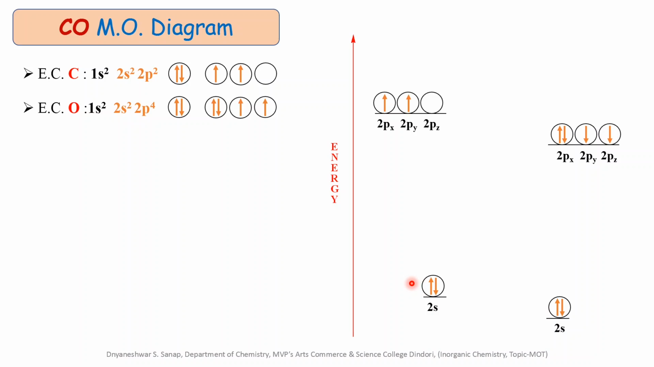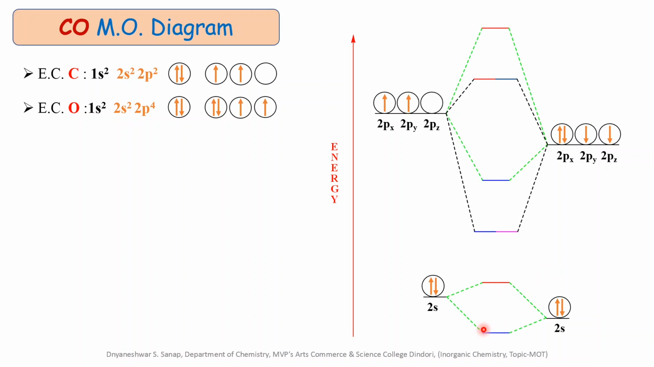When these 8 atomic orbitals from carbon and oxygen combine together, they form 8 molecular orbitals. Out of these 8 molecular orbitals, 4 are bonding molecular orbitals and 4 are antibonding molecular orbitals. When the 2s atomic orbitals of carbon and oxygen combine together, they produce 2 molecular orbitals. Out of these 2 molecular orbitals, the lower energy one is called the bonding molecular orbital and is denoted by the symbol sigma 2s. Similarly, the higher energy antibonding molecular orbital is denoted by sigma star 2s.